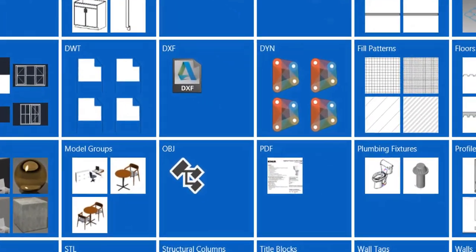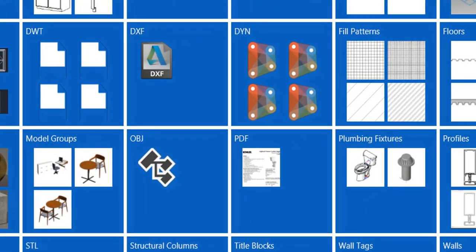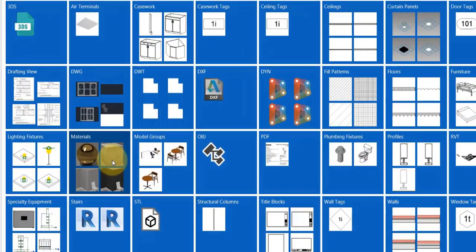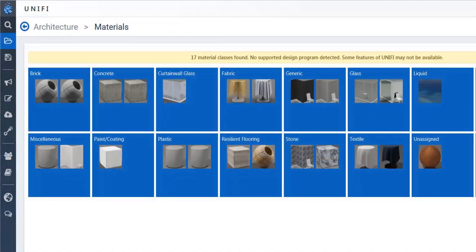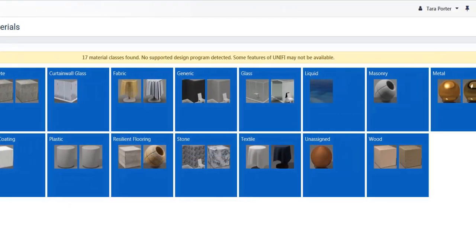As you probably noticed, we store multiple file types here. So if it's a different file type other than a REVIT family, we group them by file extensions such as 3ds, doc, DWG, or PDF. Let's look at the materials category. You'll see here that the materials are grouped by material class.